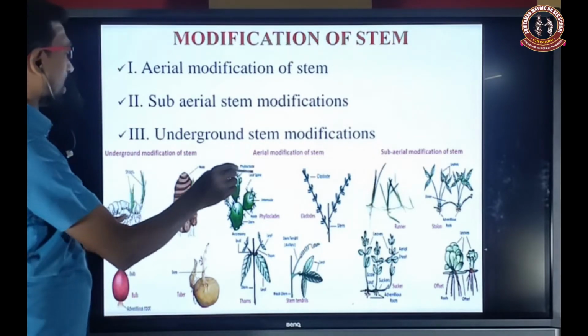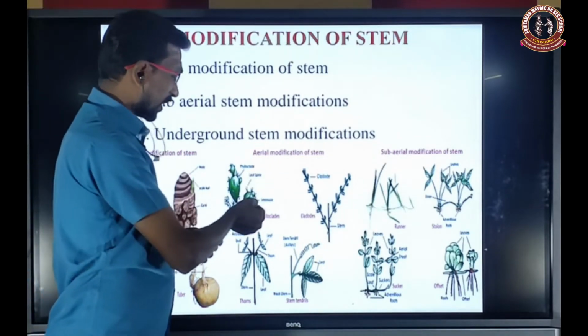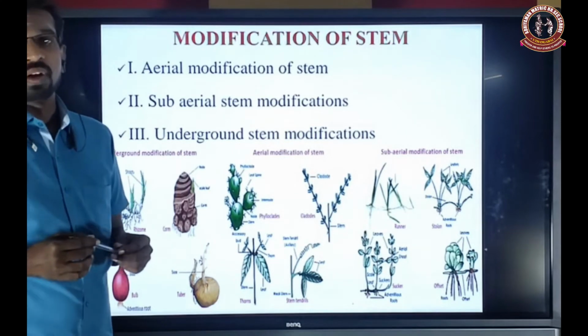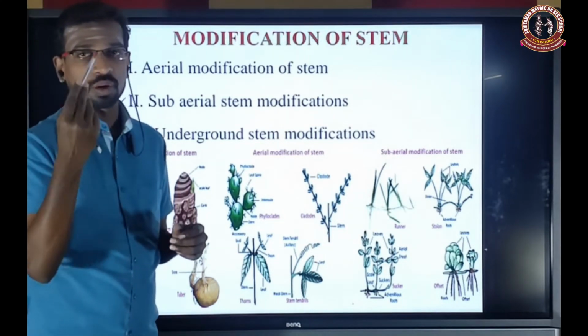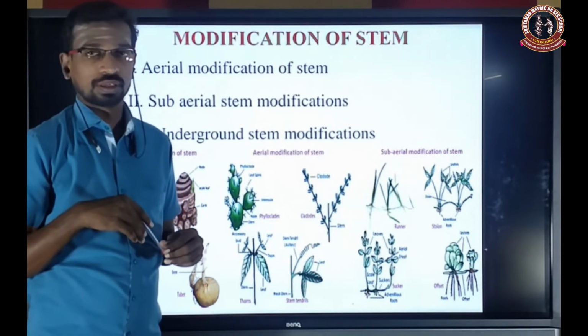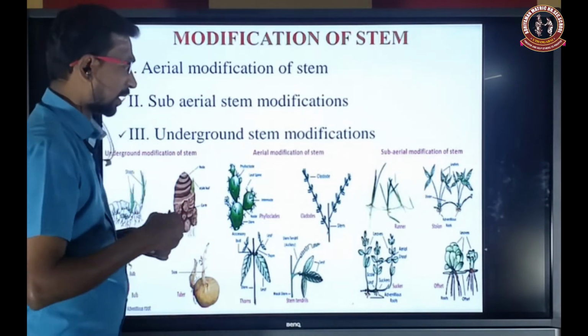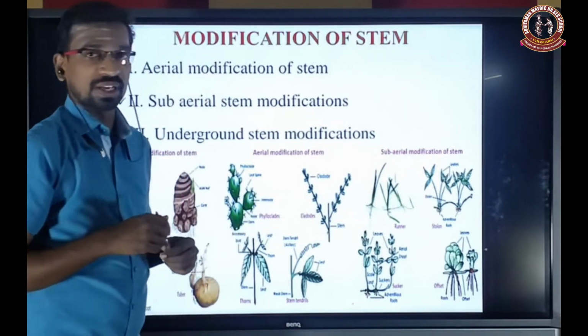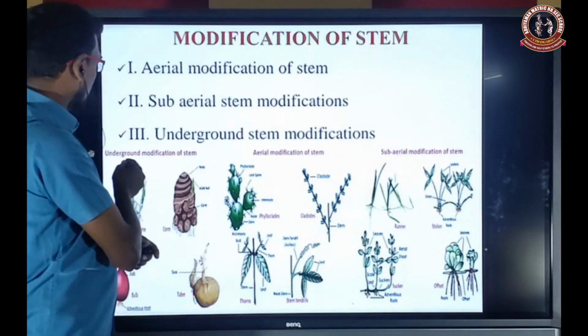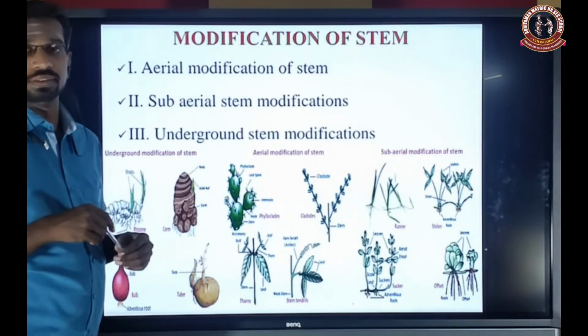Here the pictures will be given. That is an aerial modification. For doing a specific function, the stems are modified. That is a subaerial modification, and here it's an underground modification.